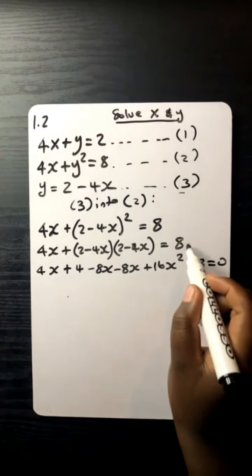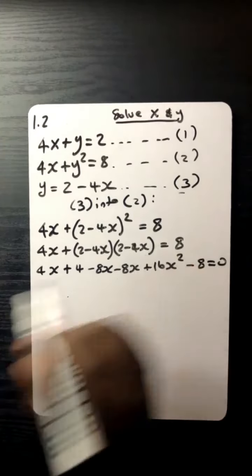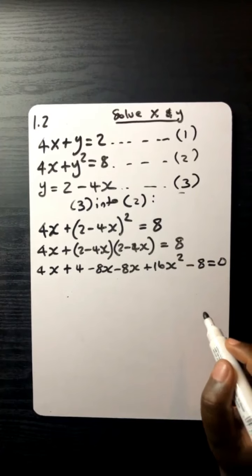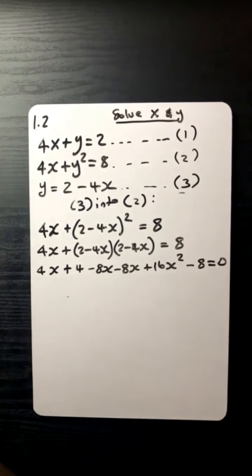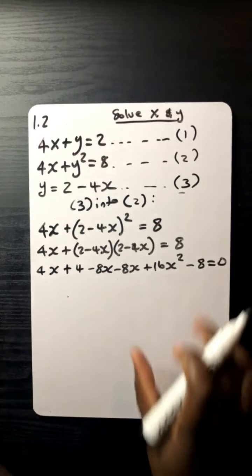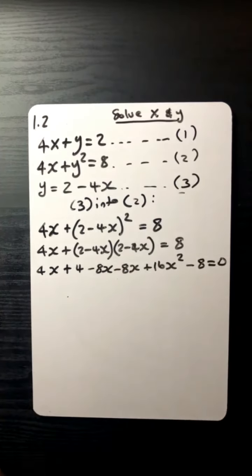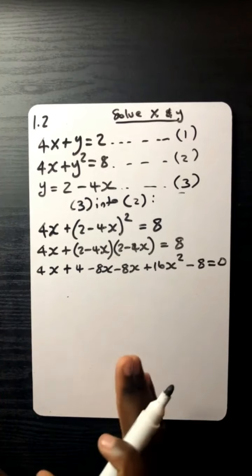At the same time, I'm moving everything to the left and equating it to 0. So I'm already one step into making the whole of this to be in the standard form. Now it's just a matter of working out the like terms and writing everything in the order of ax squared plus bx plus c.